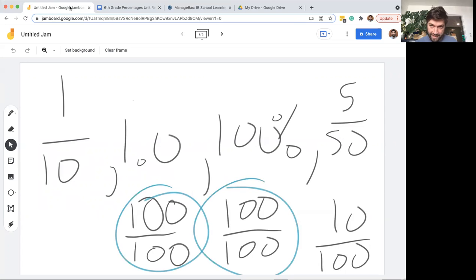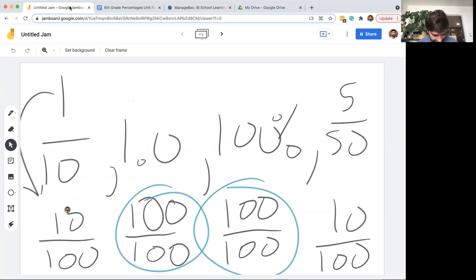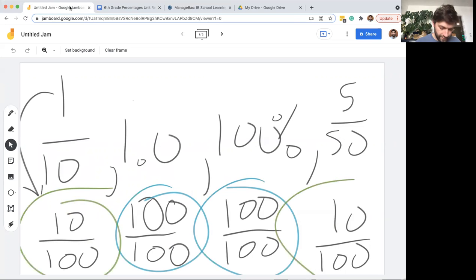Now we need to do our last number. We're going to make our denominator 100. You know that 10 times 10 is 100. So we do the same to our numerator. 1 times 10 is 10. And we see that those two are equivalent. So 1/10 and 5/50 were equivalent. 1.0 and 100% were equivalent. We have got to the end of our study guide.